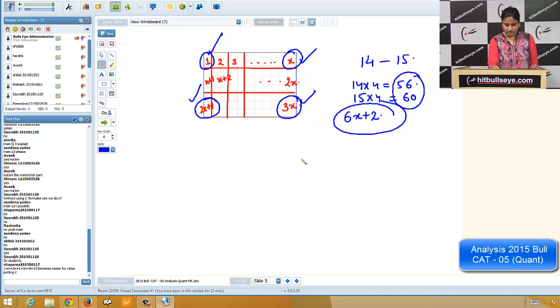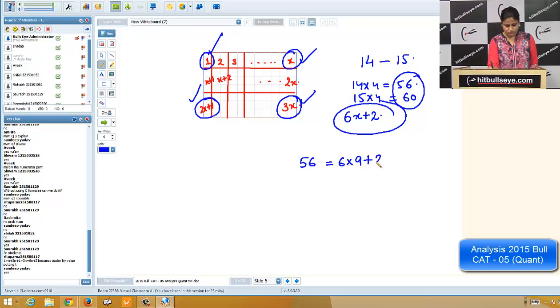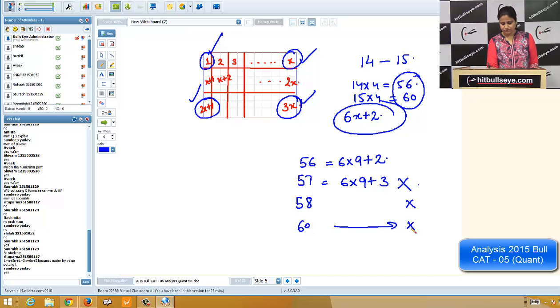Clear? Now, 56 can be written as 6 into 9 plus 2. 57 can be written as 6 into 9 plus 3, rejected. Again, 58 is not of this form. 60 is not of this form because 60 is 6 into 10 exactly. So we will choose this one only. It means x is 9 only. So how many students were there? They were 27. Or you could exploit the options as well. Is it okay?